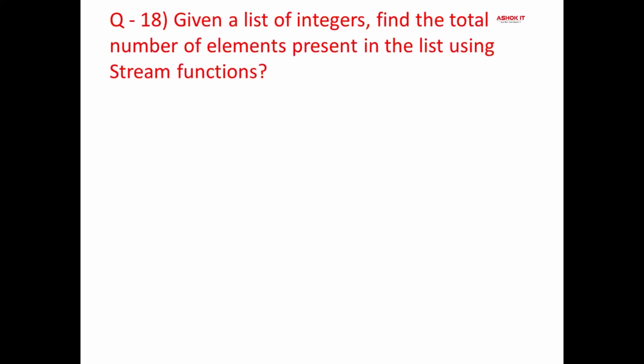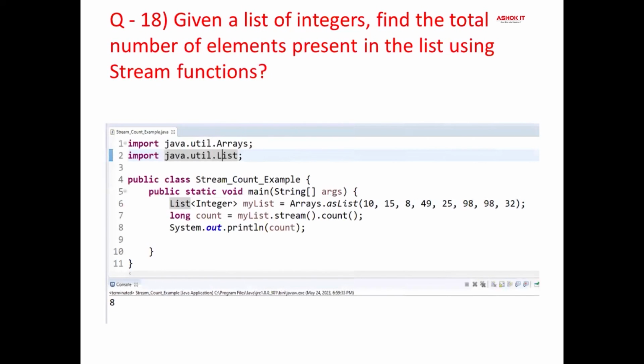Question number 18. Given a list of integers, find the total number of elements present in the list using stream function. With the help of the stream method, we can create a stream from the given list. With the help of the count method, which is a terminal operation, it returns the count of elements in the stream. As we know, count is a terminal operation. It may traverse the stream and it will produce the result.